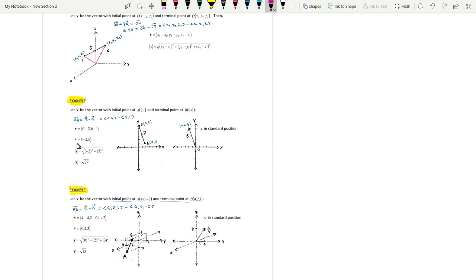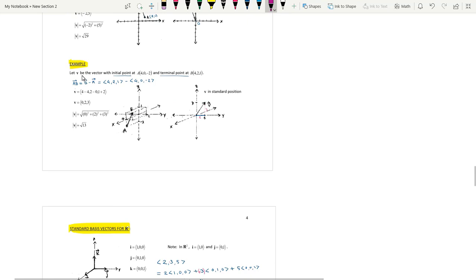Now if you want to draw this vector in standard position, what you have to do is go negative 2 units along the x-axis and 5 units along the y-axis. So this would be in standard position.